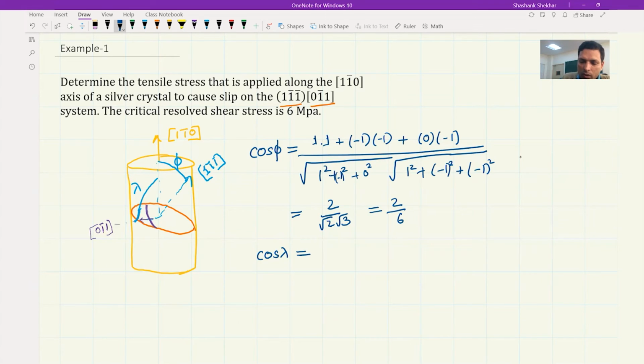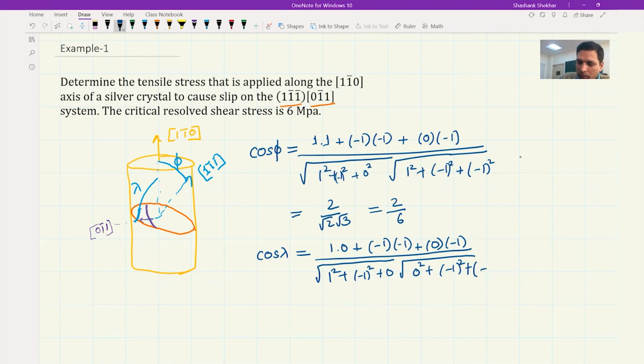And cos lambda will come out to, so now we are taking the cos between 1 bar 1 0 and 0 bar 1 1. So this is 1 into 0 plus minus 1 into minus 1 plus 0 into minus 1. And this one we already know is 1 square plus minus 1 square plus 0. And this one is also the same, 0 square plus minus 1 square plus 1 square. And therefore this is 1 over root 2 into root 2, equal to 1 by 2.